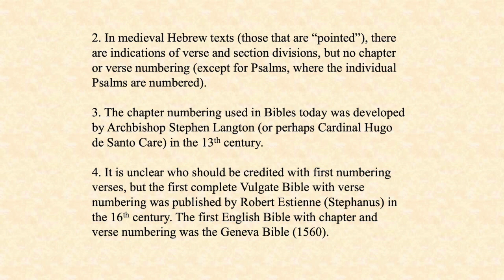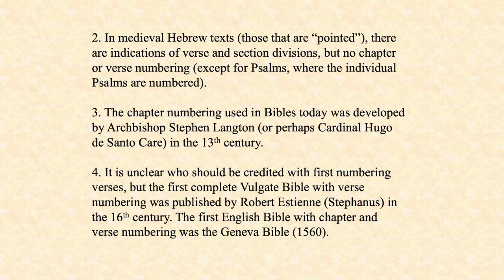In medieval Hebrew texts, those that are pointed, there are indications of verse and section divisions, but no chapter or verse numbering, except for the Psalms, where the individual Psalms are numbered. They aren't always numbered in a way that exactly agrees with our current Bibles. For example, the Leningrad Codex numbers the Psalms as 149 of them. It includes all the Psalms, it just numbers them differently.